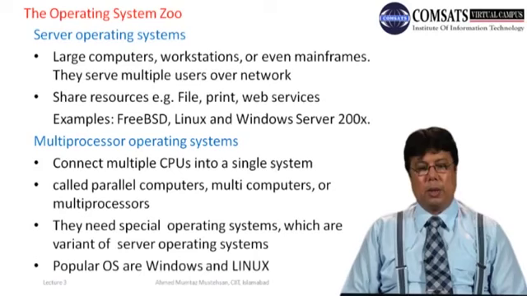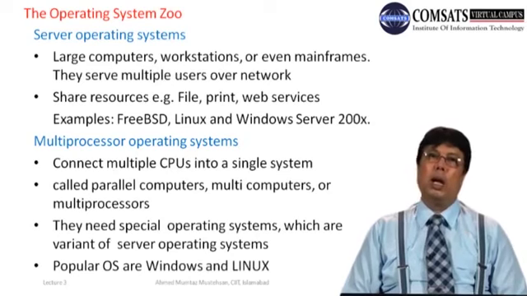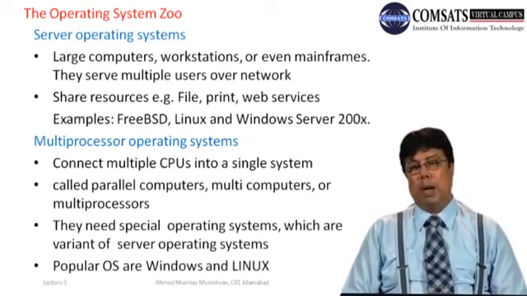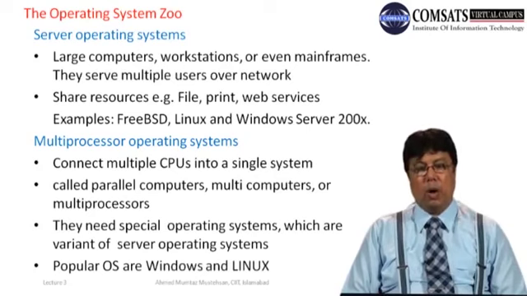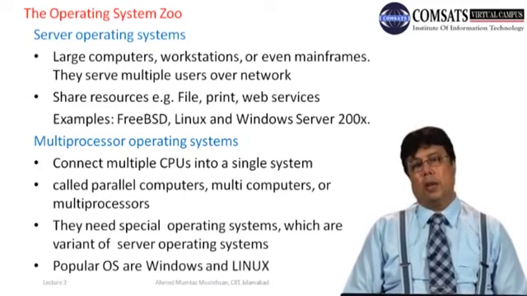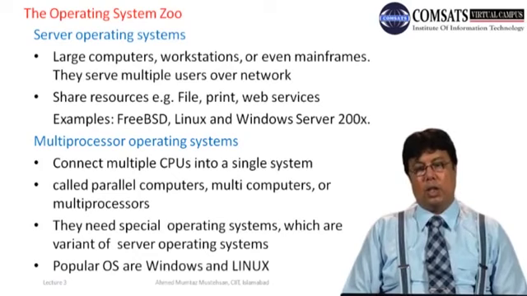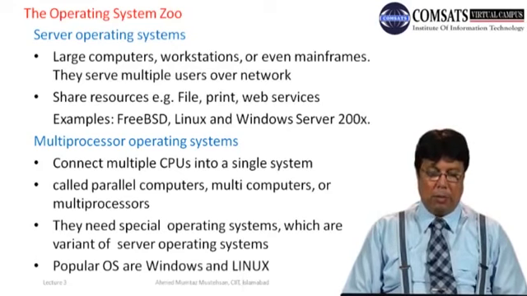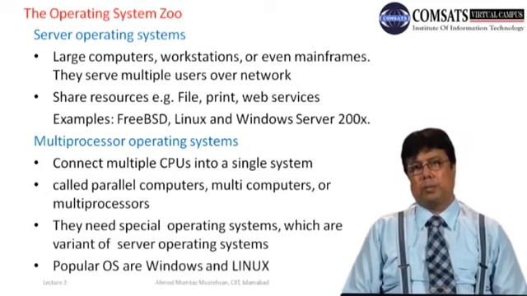Then there is the multiprocessor operating system. Multiprocessor operating systems are basically the concept in which we connect multiple CPUs in a single machine. एक computer में multiple CPUs available हो सकते हैं. We may call it parallel computing, or multi-computers, or multiprocessors. Usually the modern operating systems, the modern releases of the older operating systems like Windows, Unix, Linux, have the capability to handle such hardware or platform, and they provide all the operating system services to them. So they need a special operating system, meaning special features, which are a variant of the server operating system.